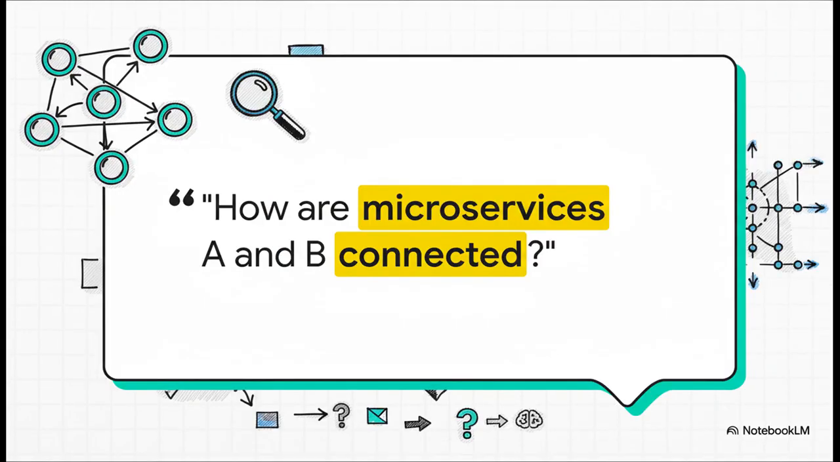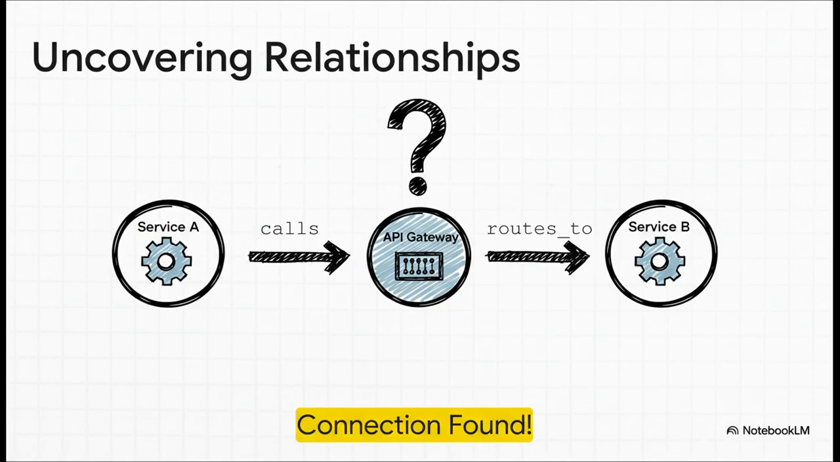Here is another absolute classic problem, especially if you deal with any kind of complex software. You might have two services that never mention each other in a single document, but you know they're connected somehow. This is where GraphRAG is just amazing. It can uncover these hidden dependencies. It might see that service A makes a call to an API gateway, and then discover that the gateway has a rule that routes traffic over to service B. It's a connection that's totally invisible to a text search, but plain as day on the graph.